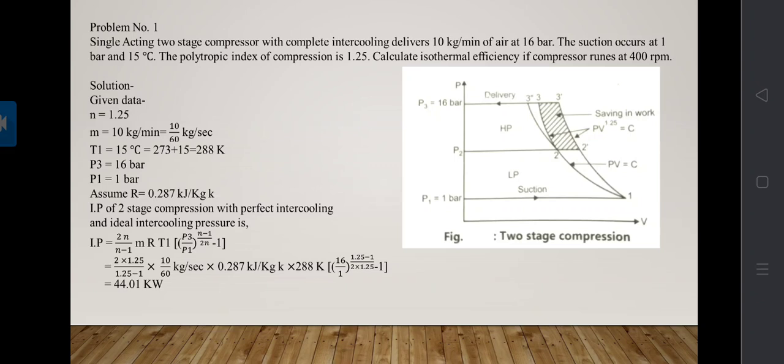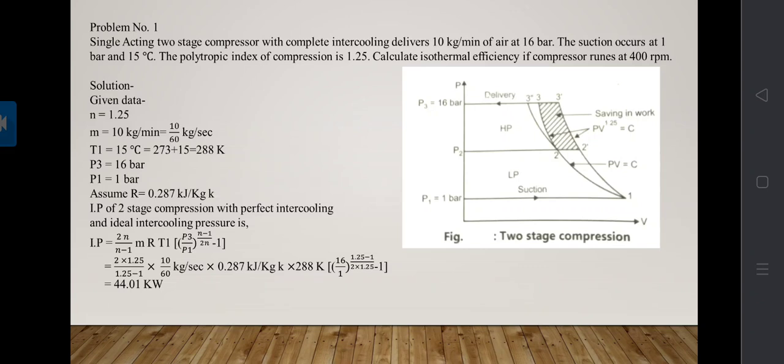Here P1 is 1 bar, P2, and P3 is 16 bar. We take P1, P2 and P3 because it is a two-stage compressor. Point 1 is suction, 1 to 2 is the first stage, and 2 to 3 is the second stage. So 1 to 2 is the low pressure compression and 2 to 3 is the high pressure.